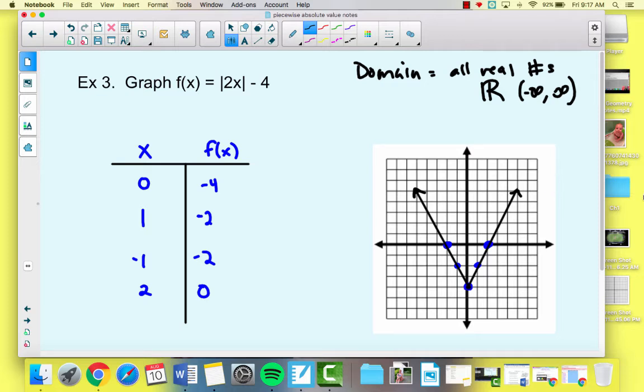All right. The range, on the other hand, is a little different because the range is going to deal with the y values. So when I look at this graph, what's the lowest this graph goes?